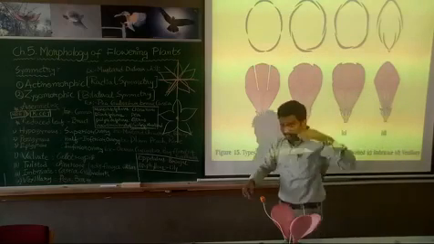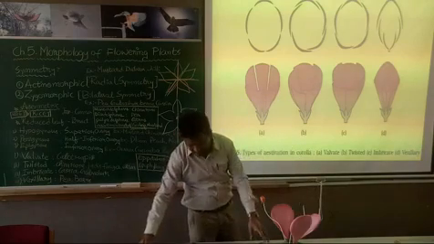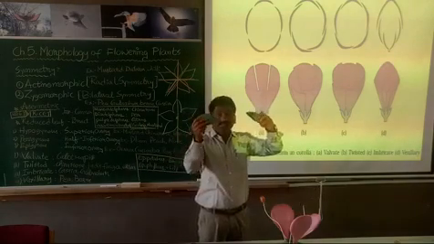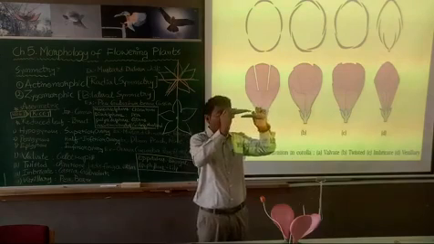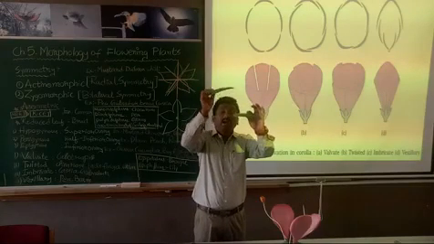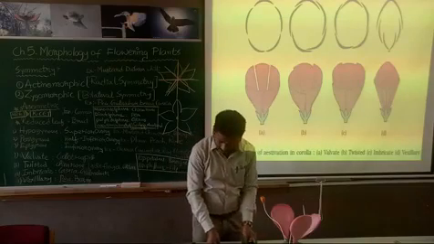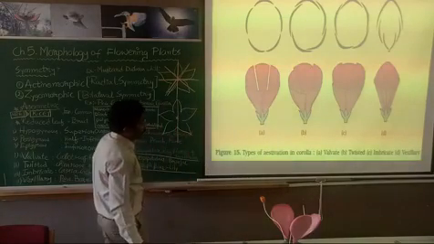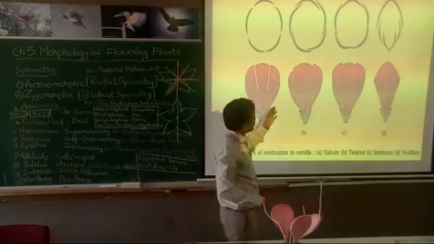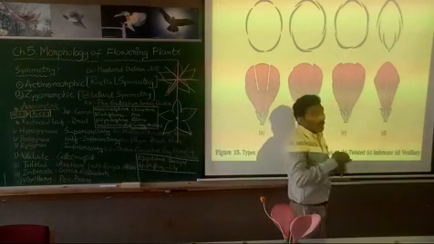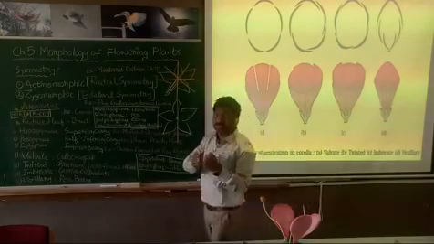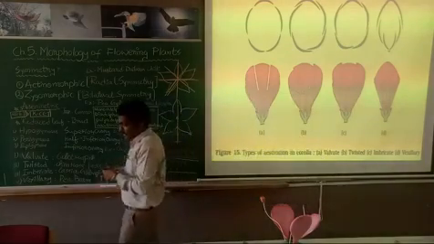Suppose you assume this one. This is one sepal. This is another sepal. Like this, they are overlapping, so on one, the other one is present. This nature is nothing but represented by the twisted estivation. Twisted estivation: overlapping of sepals or petals one on another.